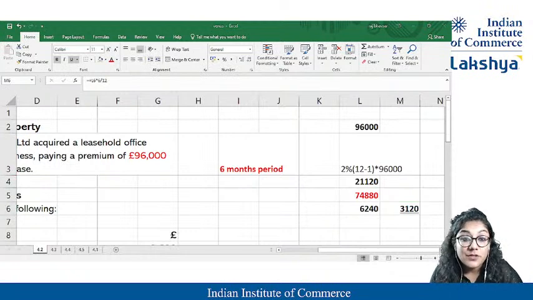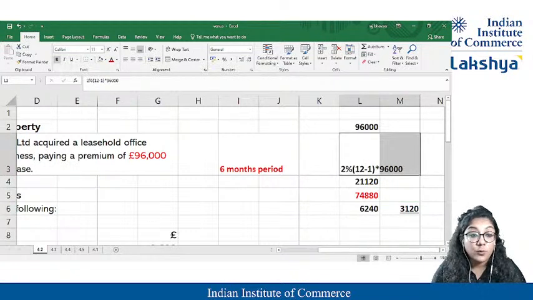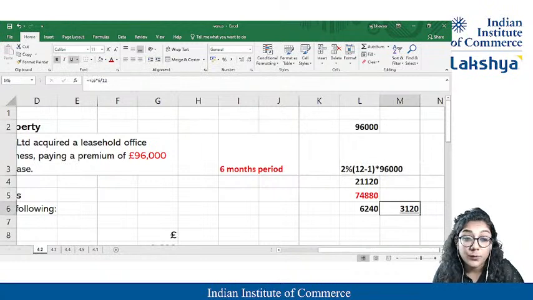Guys, this is something which you all have to practice in the working note. This is what you all are supposed to do in the working note. I'm expecting this from you all.